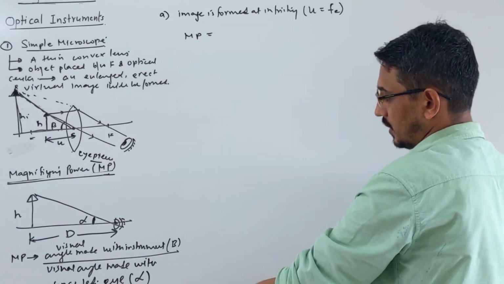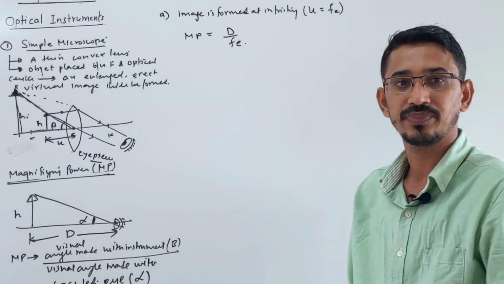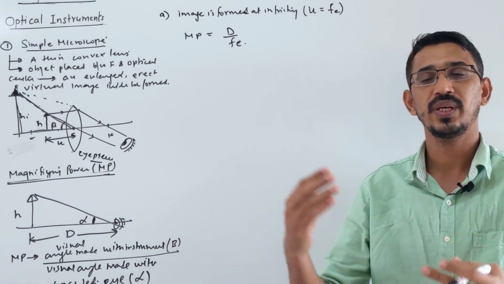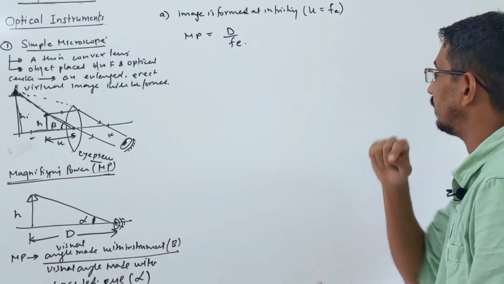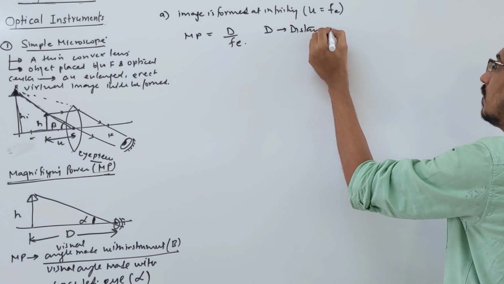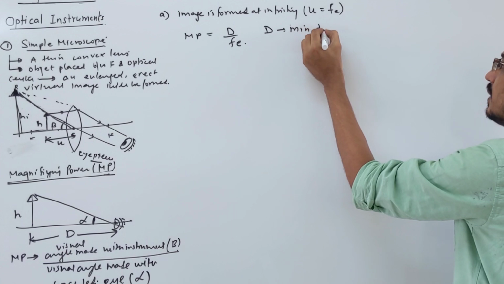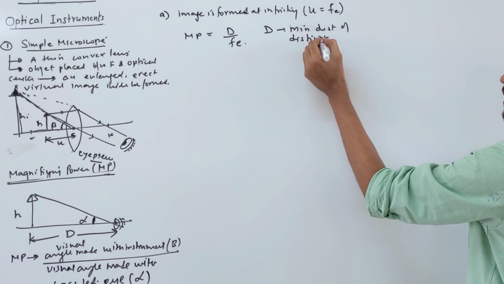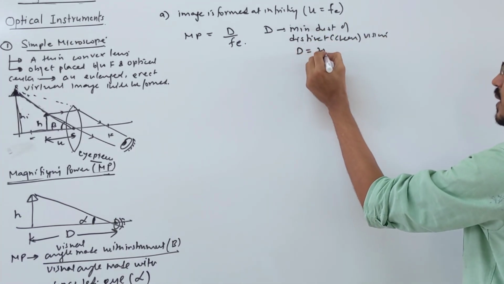So what is the answer? From here, D by u, so D by Fe. This is your magnification. D is the distance of distinct vision, or the minimum distance up to which we can see clearly, divided by the focal length of that lens. D is the minimum distance of distinct, clear vision. If it is not given, then we will take it as 25 centimeter.